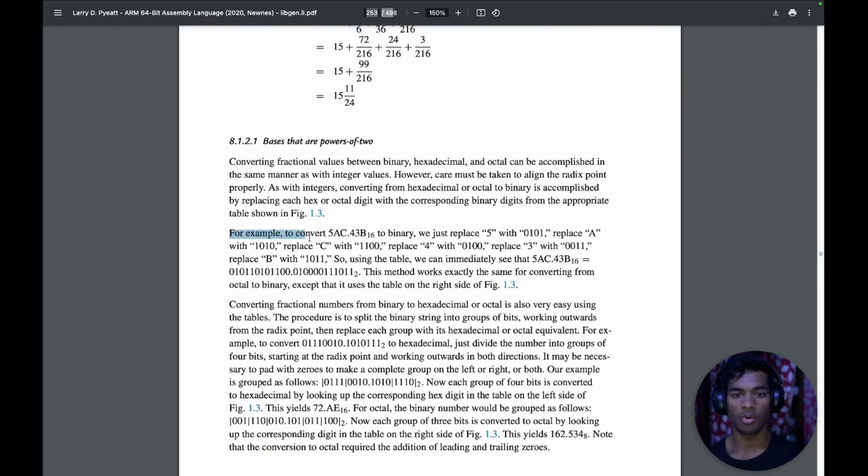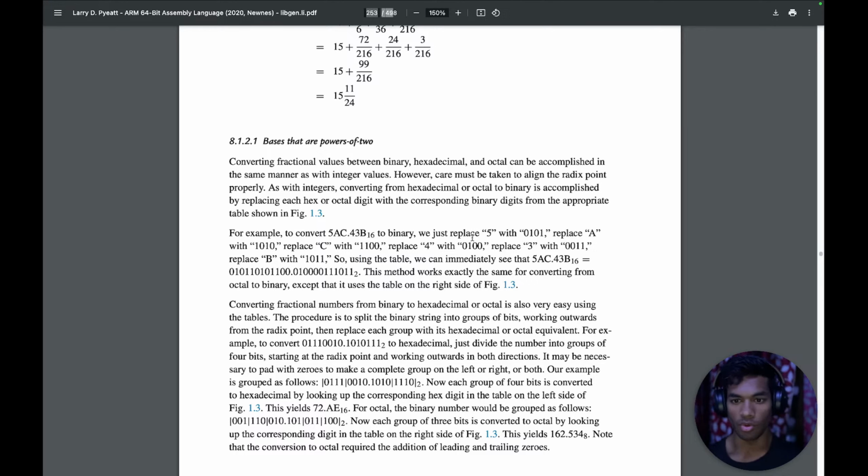For example, to convert this to binary, we just replace each digit with its binary equivalent. 5 in binary is 0101, and A means 10, and 10 in binary is 1010. And then we have C. C is 12, and 12 in binary is 1100. So 5 is 0101, A is 1010, and C is 1100. And 4 is 0010.